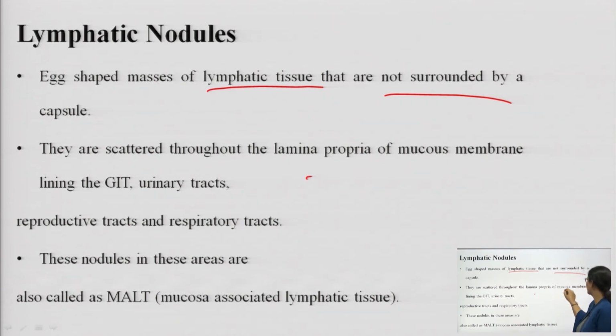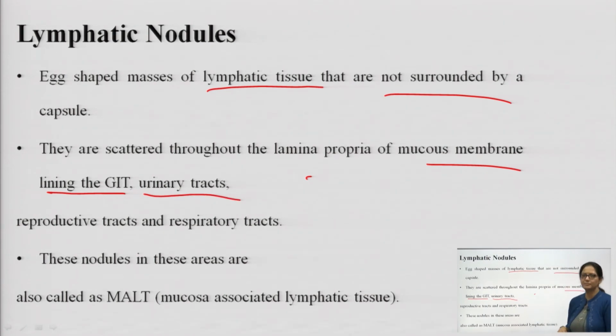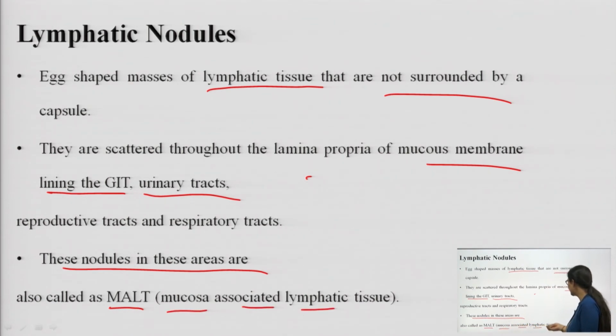Basically, in the lamina propria of the mucous membrane lining of the GIT and urinary tract. So these are basically scattered in your whole body, in the lining of the membrane of the GIT, urinary tract, reproductive tract and the respiratory tract. These are the main sites where that type of lymphatic nodules are present, and lymphatic nodules are nothing but aggregated clusters of lymphatic tissue. The lymph nodules in this area are also called MALT, that is mucosa associated lymphatic tissue.